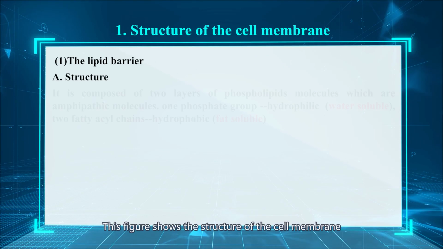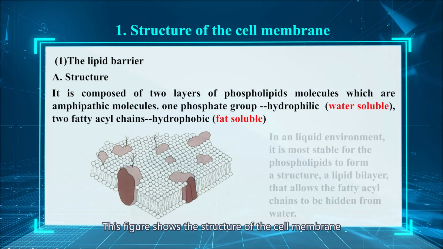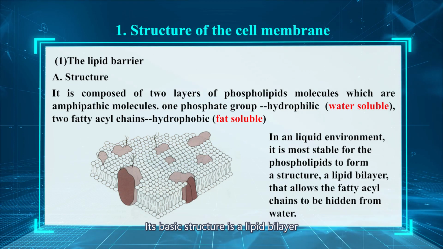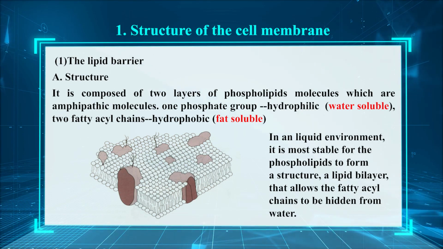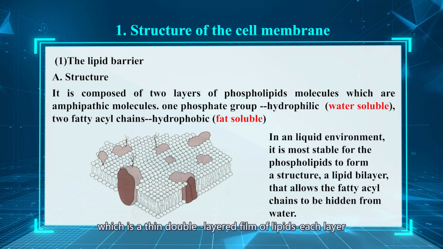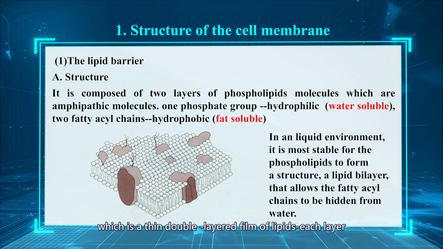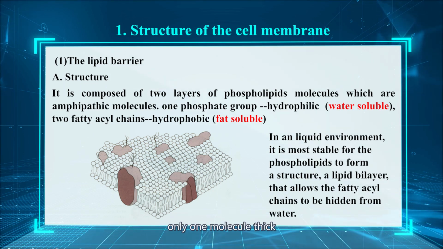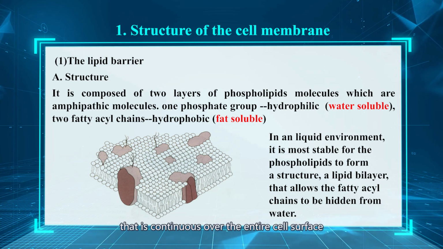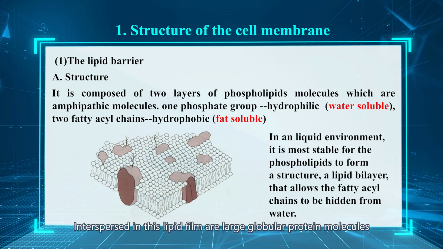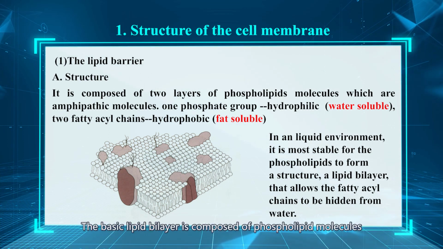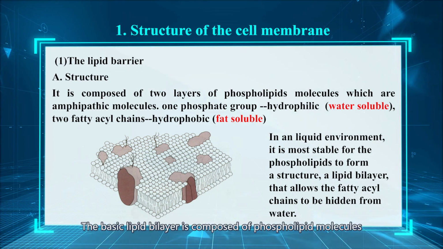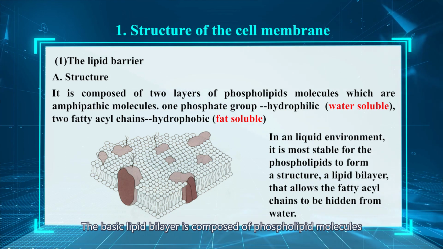This figure shows the structure of the cell membrane. Its basic structure is the lipid bilayer, which is a thin, double-layered film of lipid, each layer only one molecule thick, that is continuous over the entire cell surface. Interspersed in this lipid film are large globular protein molecules. The basic lipid bilayer is composed of phospholipid molecules.